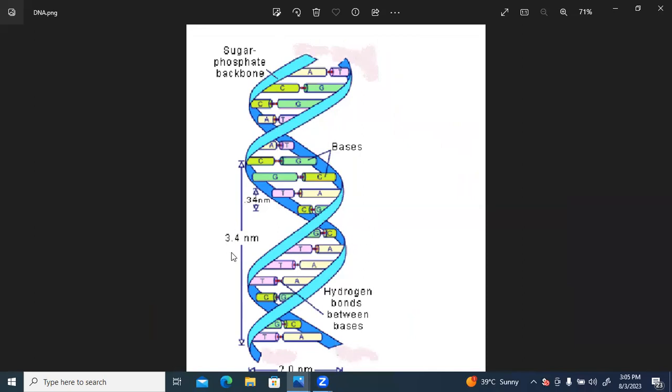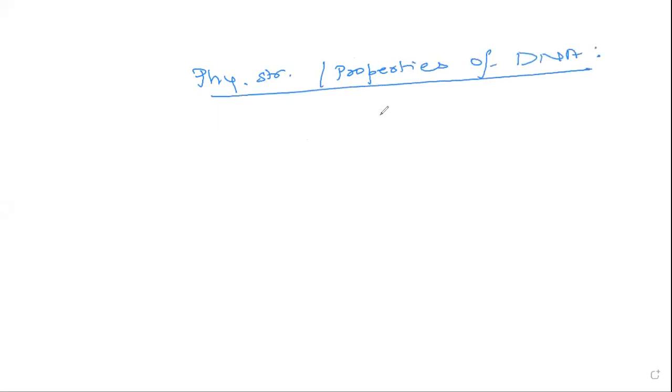So this is one complete helix of the DNA, and according to this, I'll share some properties of DNA with you. So let's come to the physical structure and properties of DNA. The physical structure of DNA looks something like this.